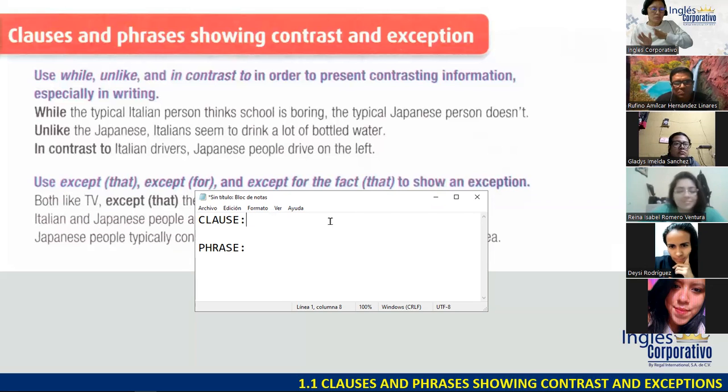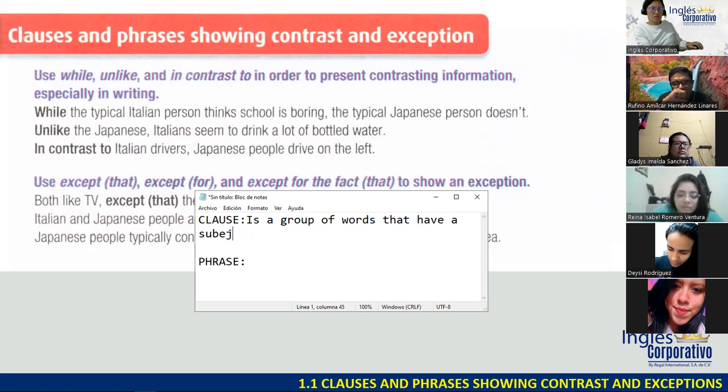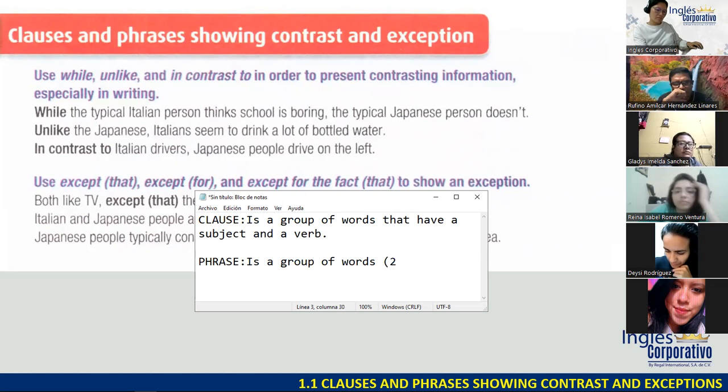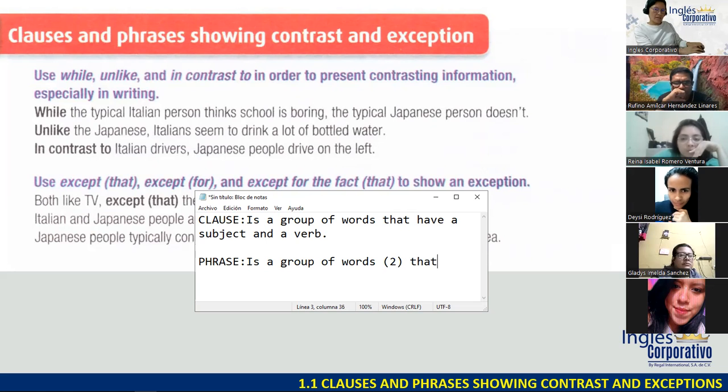So guys, these are two important words that we need to know how they work. Number one, we have a clause. A clause is the following. It's a group of words that have a subject and a verb. Okay, so that is a clause. And then we have a phrase. But what is a phrase, right? I'm giving you the main definition. So a phrase is a group of words, generally from two or more words, that do not have a subject and verb. Okay? So that is a phrase, right?